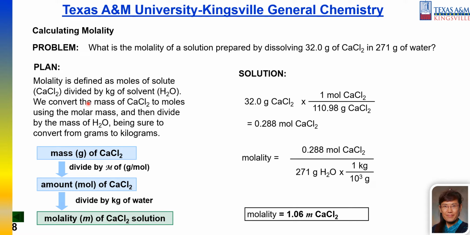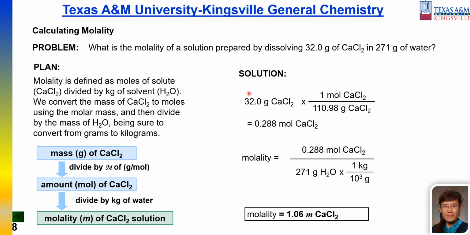You need to convert the mass of calcium chloride into moles. So you use mass divided by the molar mass of calcium chloride. And then you also need to convert grams of water, 271, to kilograms. So you divide it by 1,000. And then you simply use the definition: molality equals the moles of your solute divided by the kilograms of water.